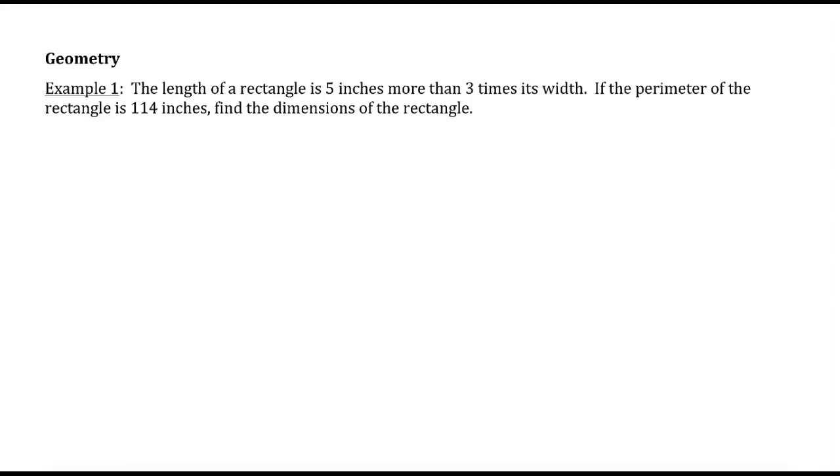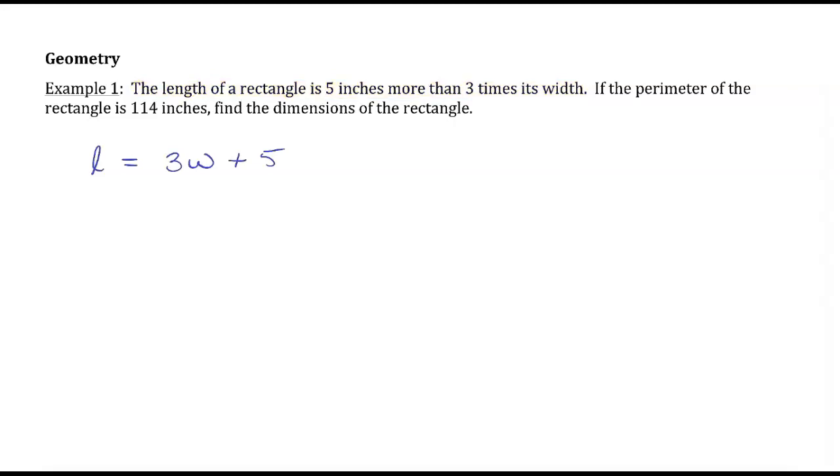When we look at this first sentence, we're told that the length of the rectangle is 5 inches more than 3 times its width. Let's use L to represent the length of a rectangle. We're told that the length is, or equals, 5 inches more than 3 times the width. So whatever 3 times the width is, let's use W for width, we need 5 more than that. So now we have an equation that represents the idea that the length is 5 inches more than 3 times its width. Now let's take a look at the second sentence.